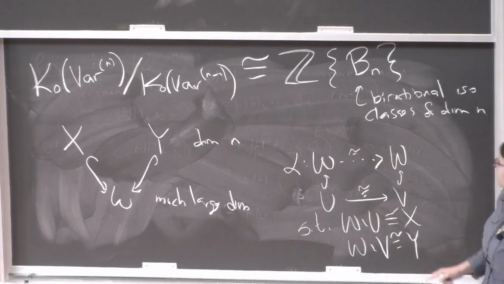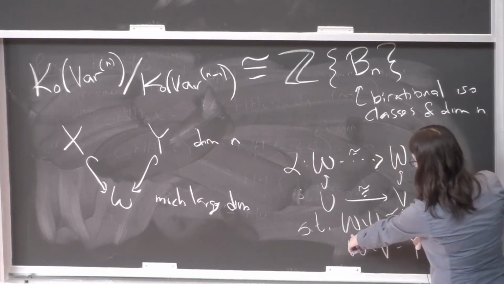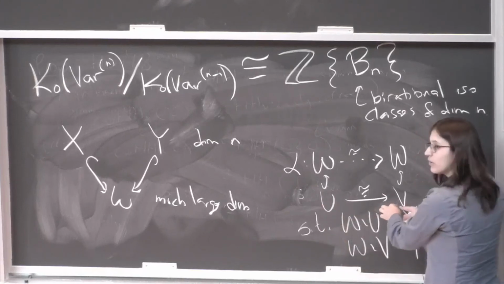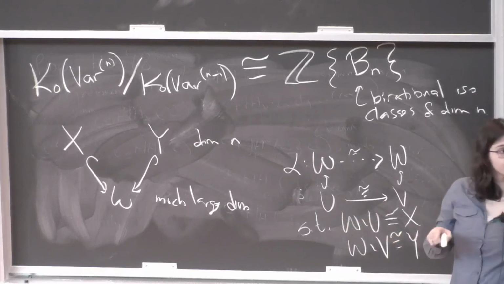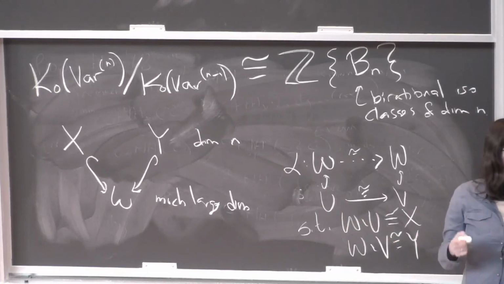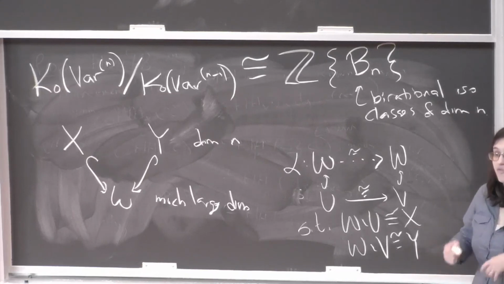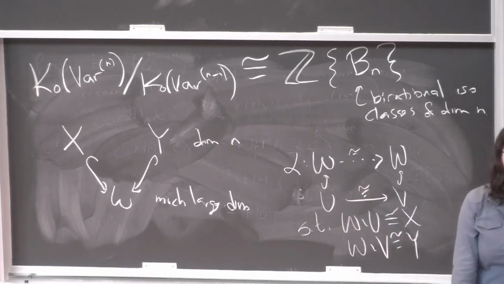Then the relation tells us that X plus U is W, that Y plus V is W, and this isomorphism tells us that U equals V. So both X and Y are equal to W minus U, so they are equal. They have become equal because of this birational automorphism.